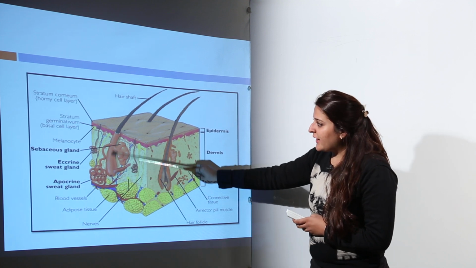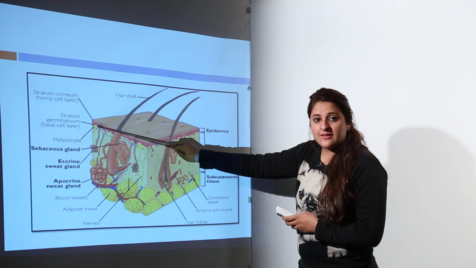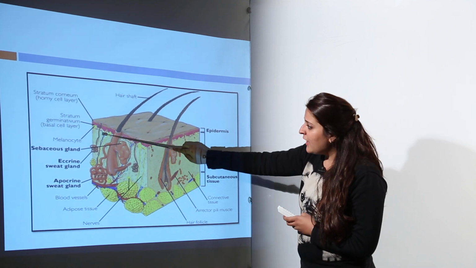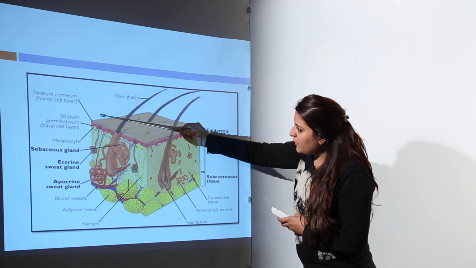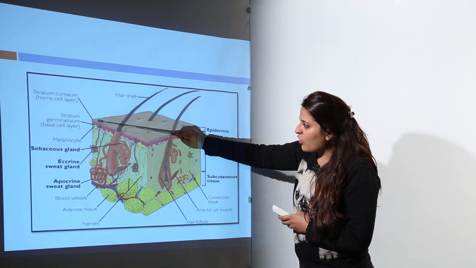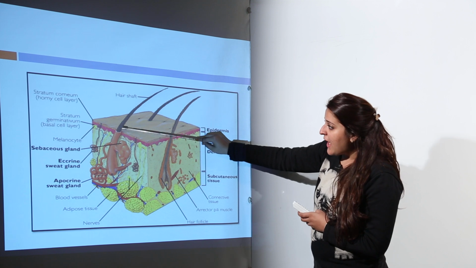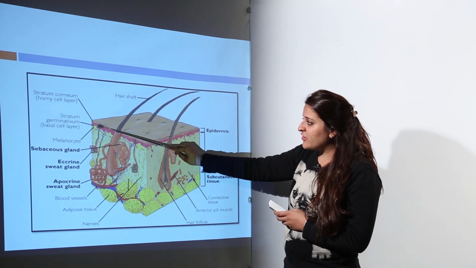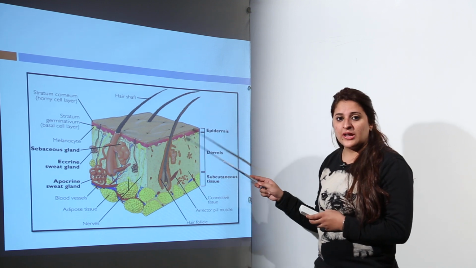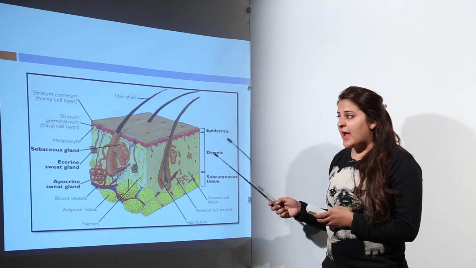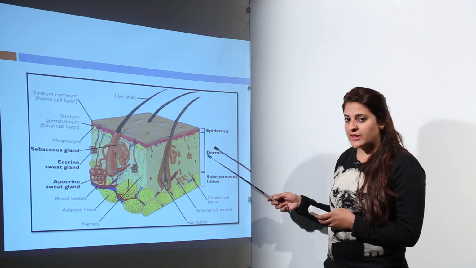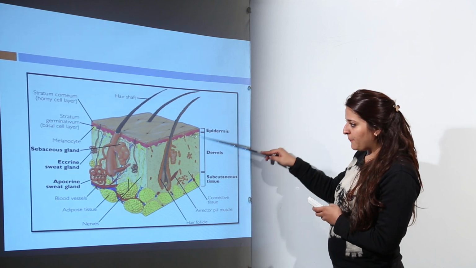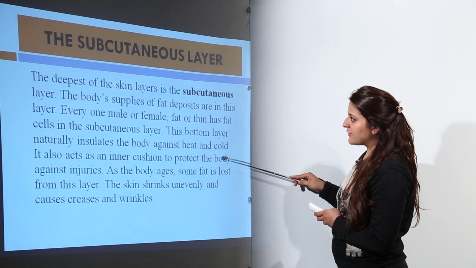So these are the sweat glands, and this is a melanocyte. A melanocyte is a cell which continuously produces a dark colored pigment, melanin. And this is the stratum corneum, which is a cornified dead layer of cells, and beneath that you will see the stratum germinativum. The germinativum is the basal layer, which is dividing continuously and acting as a source of new cells. So this is how skin looks, a complete section of skin.